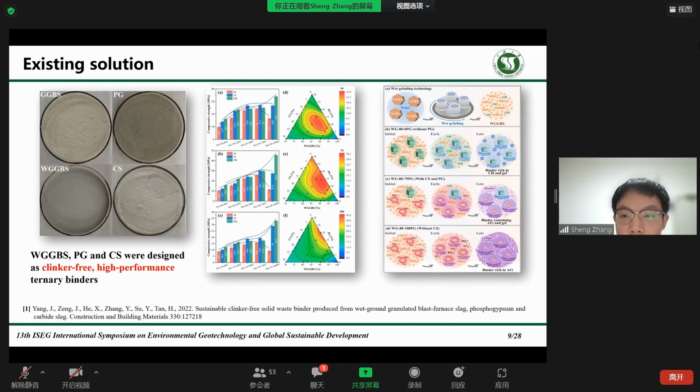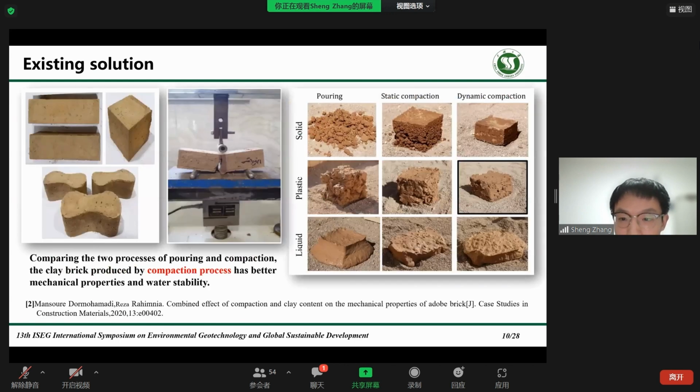Bansor et al. studied the effects of pouring and compaction on the mechanical properties of clay bricks. The results show that compared with uncompacted control bricks, the compressive strength, tensile strength, and flexural strength of the compacted test bricks increased by 79.43%, 42.42%, and 75% respectively. So the compaction process is a better method for preparing clay bricks.